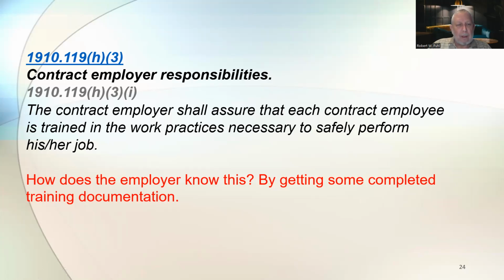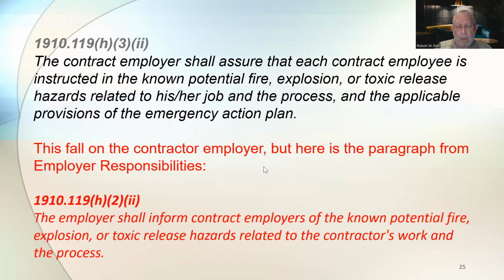Believe me, you do. The contract employer shall assure that each contract employee is trained in the work practices necessary to safely perform his or her job. So how do you do this? How do you know if they've trained them? You ask them? Yeah, they're going to tell you, of course. So we used to require them to get at least three documents of completed training documentation that they've done. We let them pick it, but at least we got it. We got some proof from them that they were doing some training. And you kind of can tell by their operation, the people themselves, the contract workers.